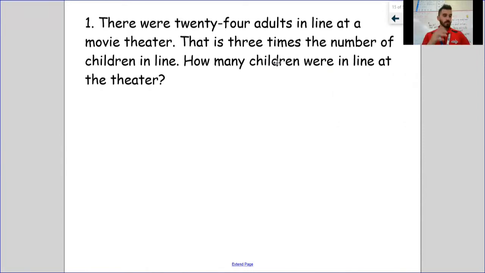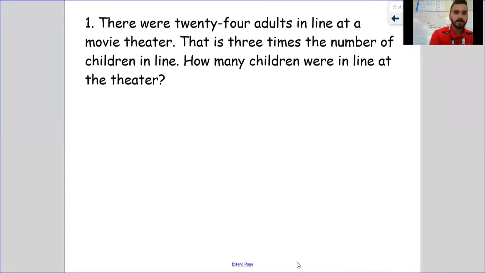So we'll do what we did yesterday. I'm going to do 3 for you, and then we'll do 3 where you pause, solve, and then watch before you do your assignment. So number 1 says there were 24 adults in line at a movie theater. That is 3 times the number of children in line. The question's asking how many children were in line at the theater. So again, I see times as many or 3 times the number. So I'm automatically thinking box method, pulling out what I'm comparing. And in this case, I'm comparing the number of adults to children.